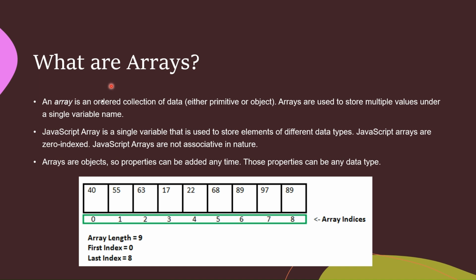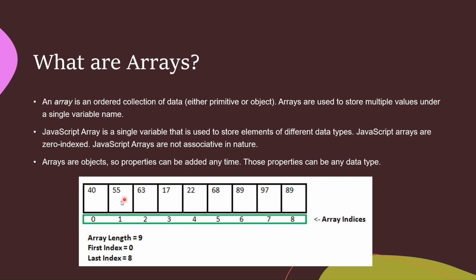What are arrays? An array is an ordered collection of data, either primitive or object. Arrays are used to store multiple values under a single variable name. A JavaScript array is a single variable that is used to store elements of different data types. What that means is, when you create an array, you don't have to specify the data type that you are storing.